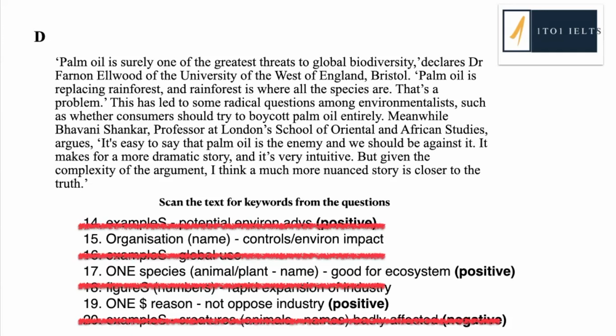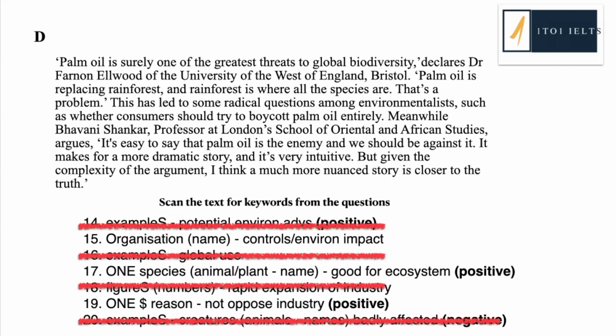Are there any organizational names, like names of organizations? And I can definitely see some capital letters. We've mentioned the University of West England, the London School of Oriental and African Studies. So there's a couple of organizations that are mentioned. I don't really see anything about them talking about that they're controlling the environmental impact, but I do have a name here. So what I'm going to say is I'm going to leave this as a possibility for 15 because there is an organizational name. So it doesn't matter if we're sure or not. We're going to repeat this process and you're going to see at the end how we can decide if 15 is the correct answer or not.